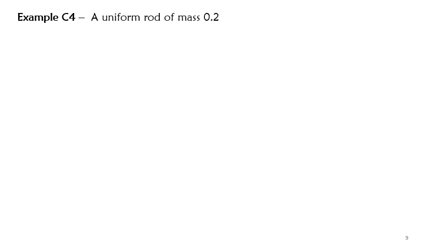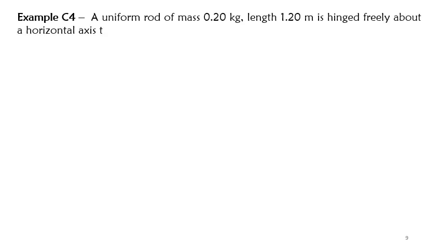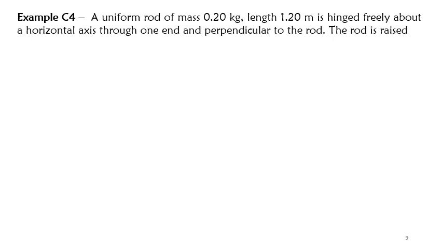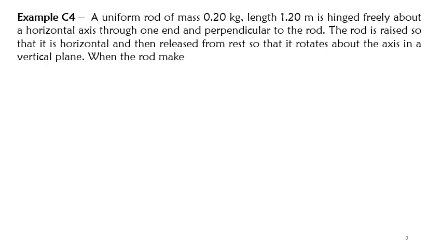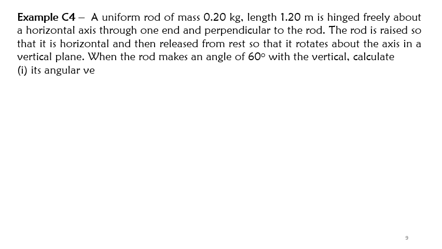See if you can have further examples or exercises to work with. This is an exercise I want you to work with. A uniform rod of mass 0.20 kilogram and length 1.2 meters is hinged freely about the horizontal axis through one end and perpendicular to the rod. The rod is raised so that it is horizontal and then released from rest so that it rotates about the axis in the vertical plane. When the rod makes an angle of 60 degrees with the vertical, you have to calculate its angular velocity and its angular acceleration.